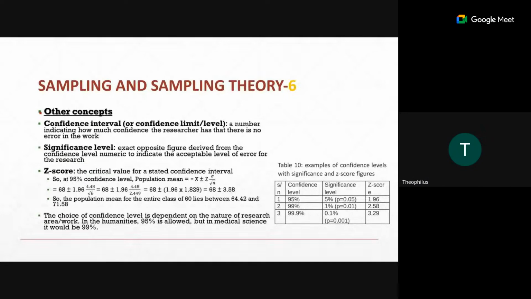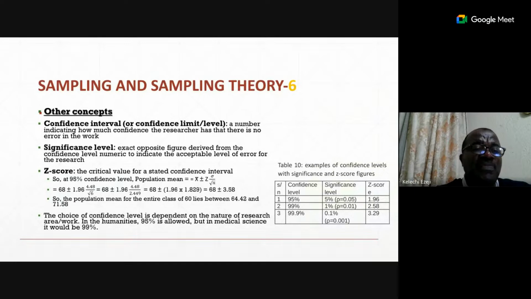All right, let me mention this other concept, Z score, which you see on the screen. The critical value for a stated confidence level, as each of the stated confidence levels has a calculated Z score. This is statistically calculated, found in statistics books.